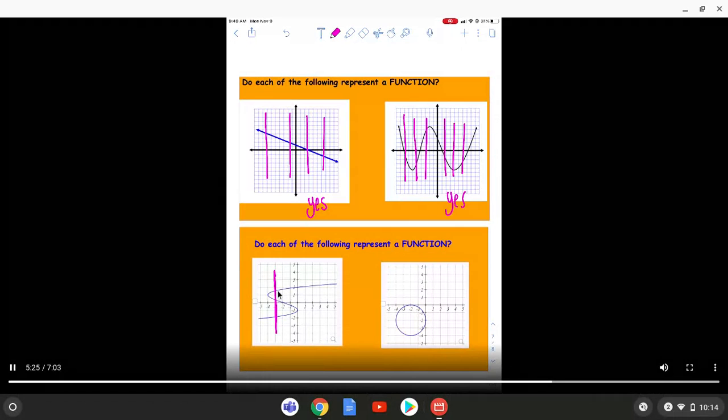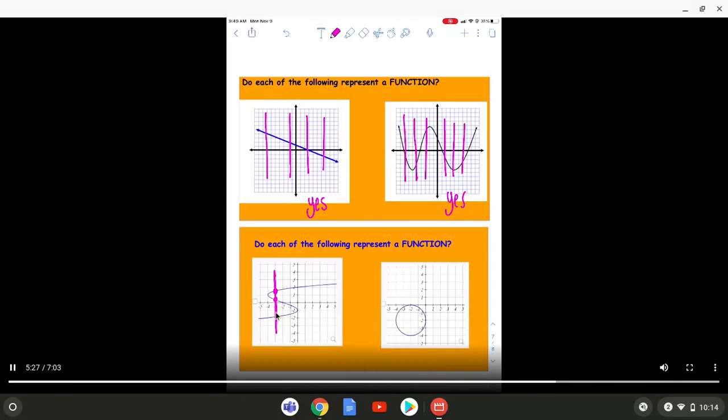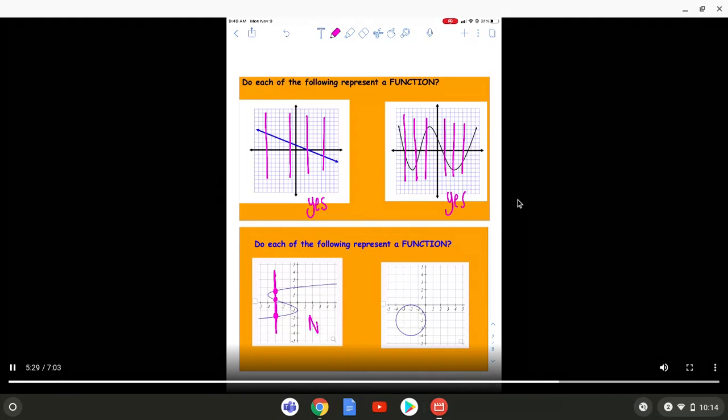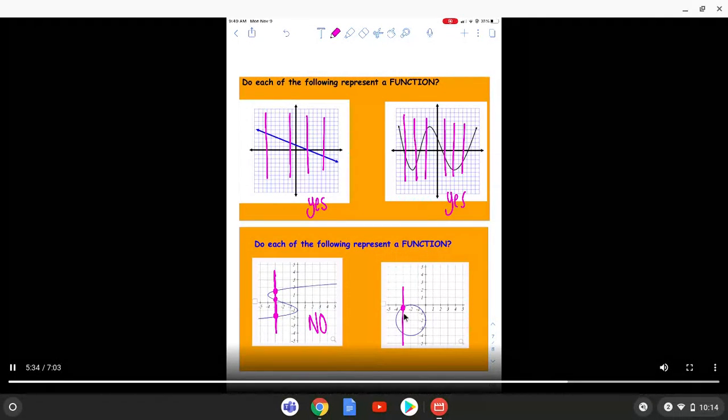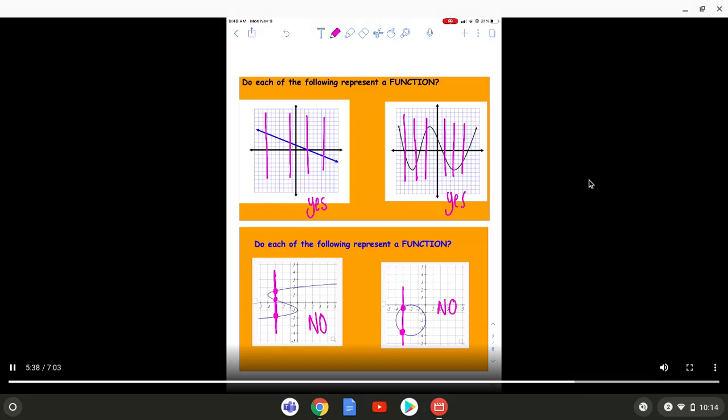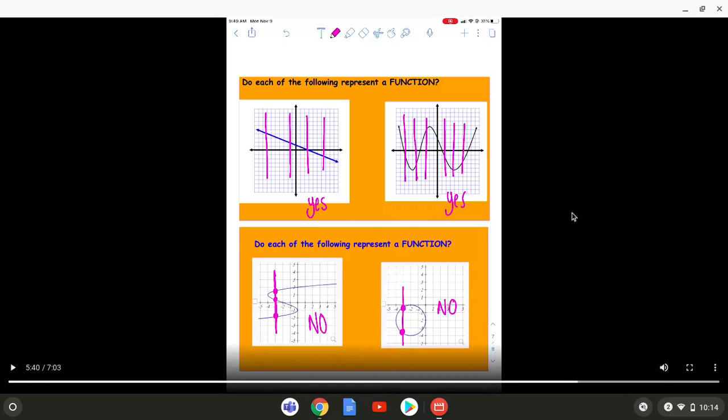So here, already 1, 2, 3. That is not a function because my line hit it more than once. So that is not a function. Same here, 1, 2. The line hit it twice. That is not a function.